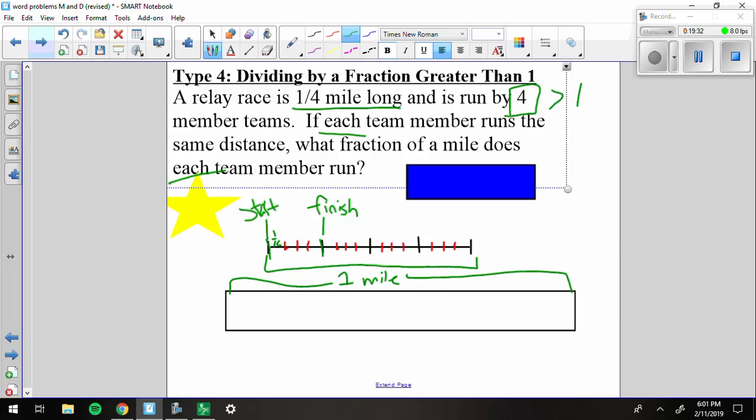And you don't need a number line. You can make it just normally too. And each one of these is broken down into fourths. Each part of that is 1/16 of the whole mile. And if we look, 1/4 divided by 4, 1/4 of a mile divided equally amongst 4 team members equals 1/4 times 1/4 equals 1/16 of a mile.